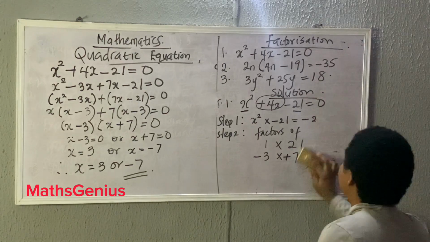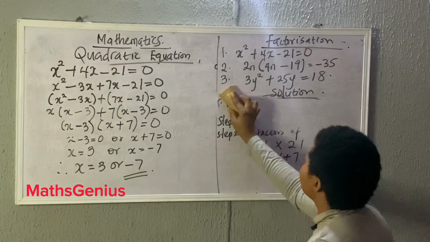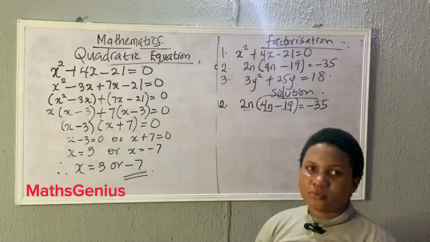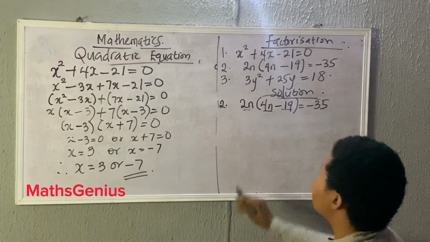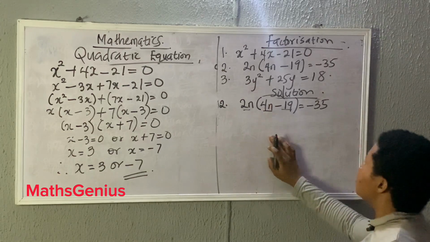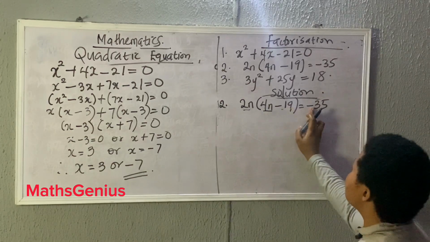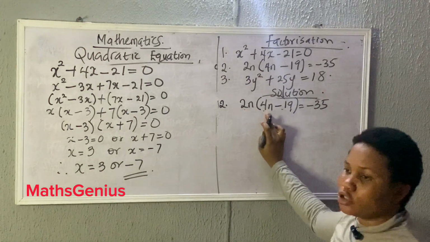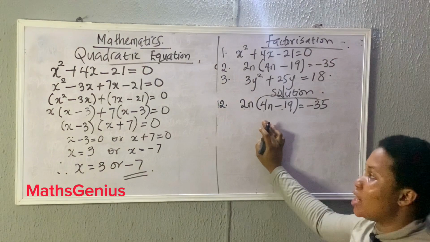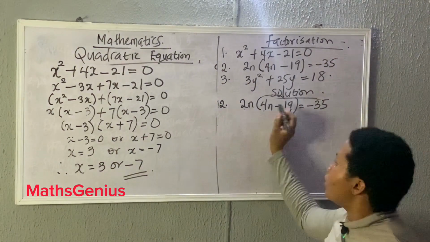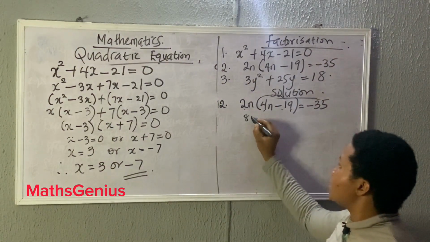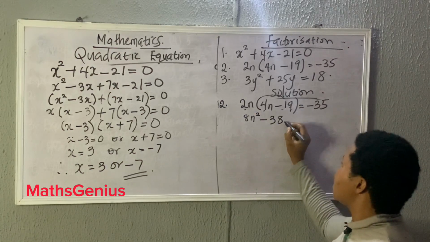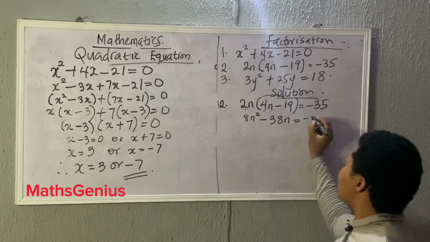Now let's dive into the second question. I believe you are still with us. We have 2n into bracket 4n minus 19 equals minus 35. Now we have to make this an expression of a quadratic equation, since we know for a quadratic equation, the highest power must be 2. So we're going to have 2n times this, which will give us 8n squared. 2n times this will give us minus 38n, equals minus 35.